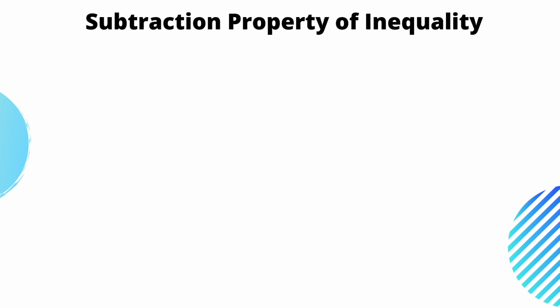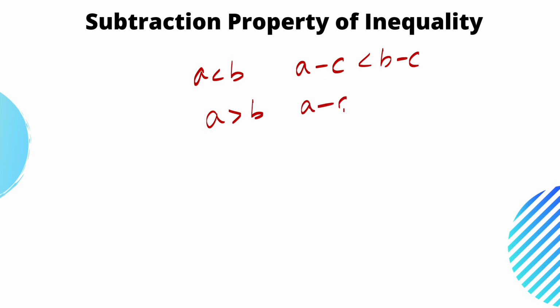Then what about the subtraction property? If A is less than B, then if we subtract C from A, and we also subtract C from B, then this will again be less than B minus C. So if A is greater than B and we are subtracting C from A, then this will be greater than B minus C. These all are basic properties, just for observation, I am just repeating them.